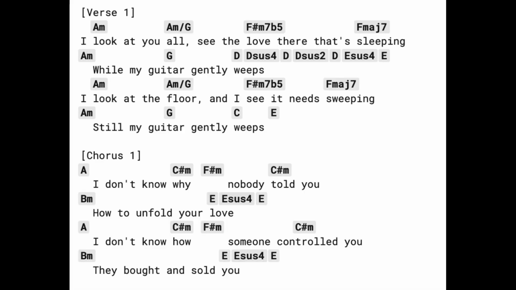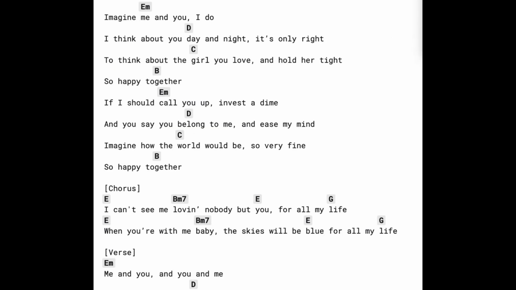In the song While My Guitar Gently Weeps by the Beatles, there is a modulation from A minor to A major. Another good example is the song Happy Together by the Turtles. It uses the parallel modulation from E minor in the verse to E major in the chorus.